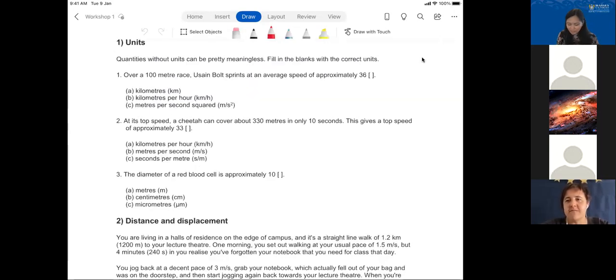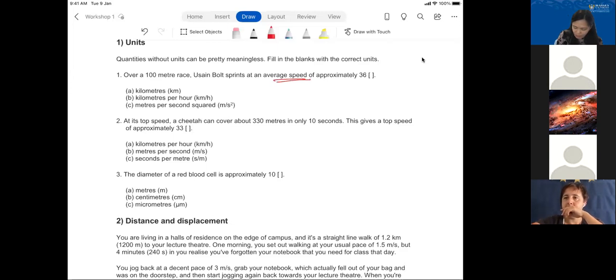All right, so let's look at the first question on units. Over a 100-meter race, Usain Bolt sprints at an average speed of approximately 36, and so on. So we're wanting the unit for speed. One of the important skills that will be useful is the process of elimination when you're given a multiple choice question, because the format of the tests and exams will be multiple choice. So let's do the process of elimination here.